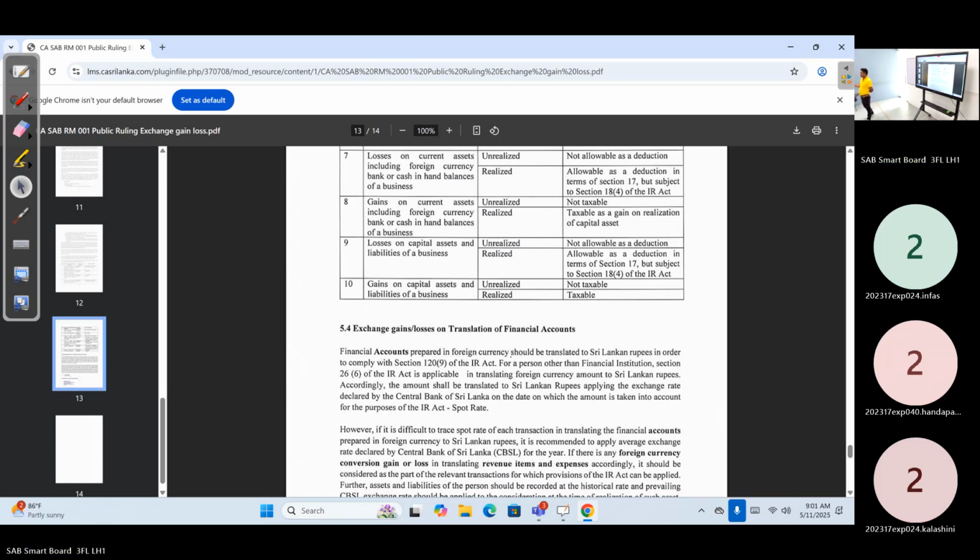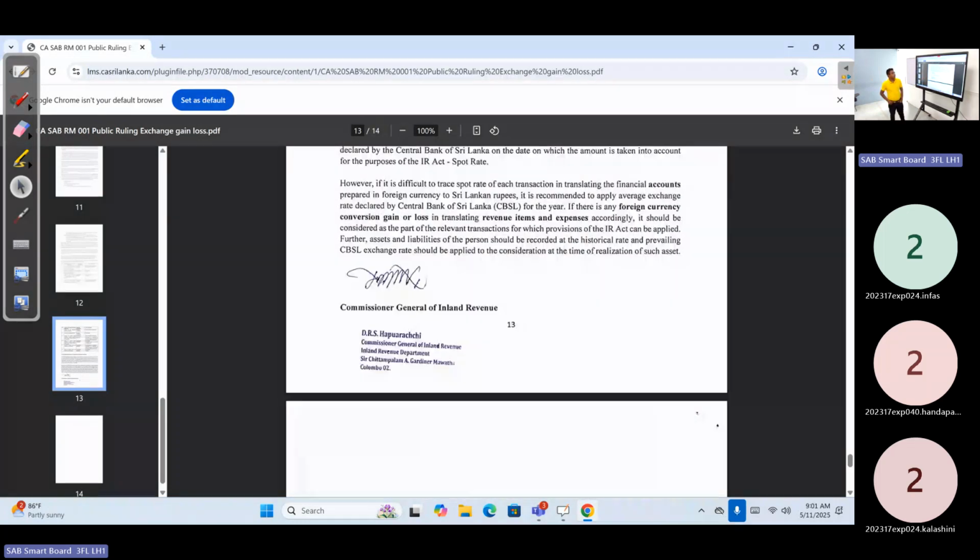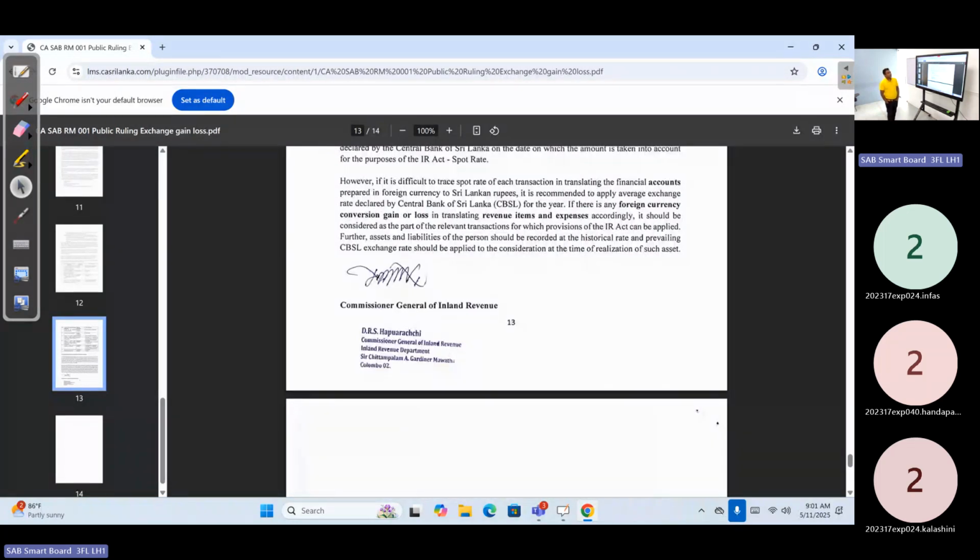Right? Therefore, the last year LKR value and this year LKR value in the financial statement may be different from the value we recognize using the export rate. Right? So therefore it says, however, if it is difficult to trace the export rate of which transaction is translating to the financial statement, preparing foreign currency to Sri Lanka rupee, it is recommended to apply the average exchange rate.